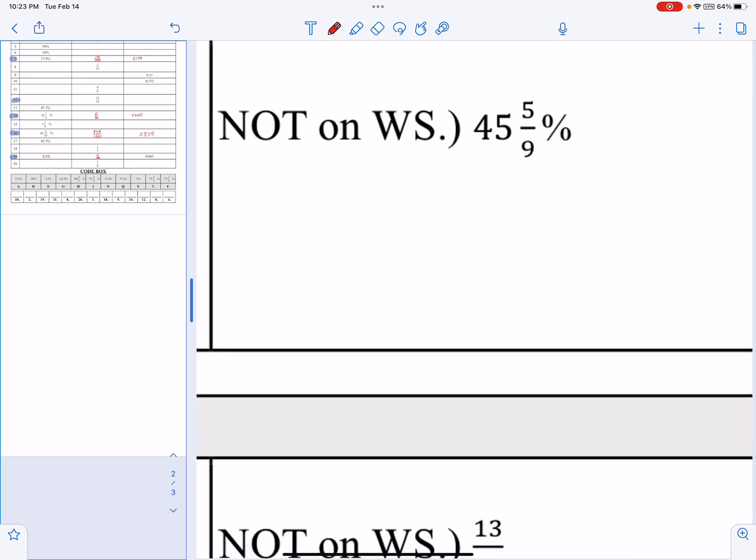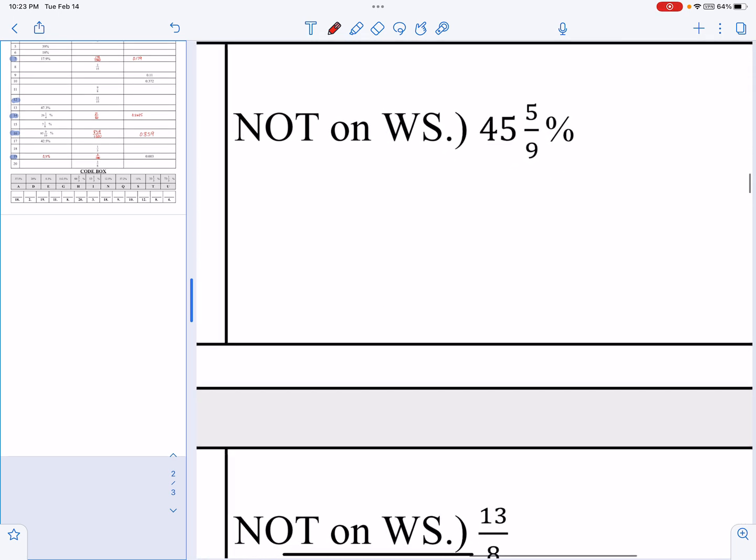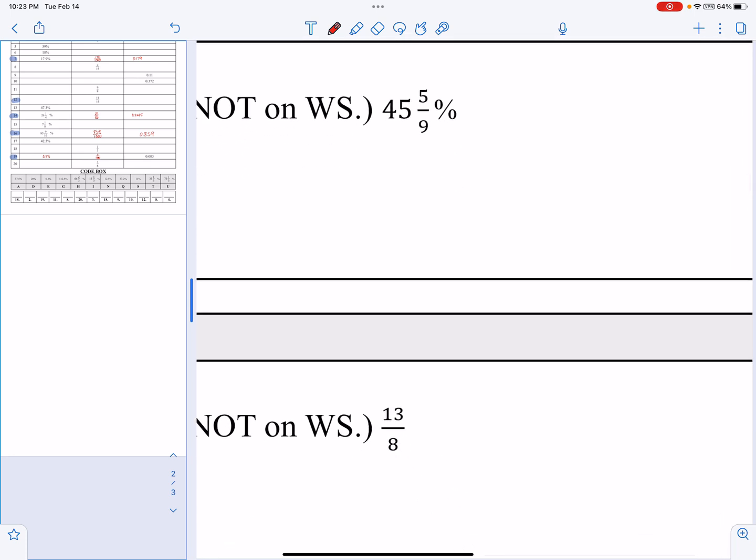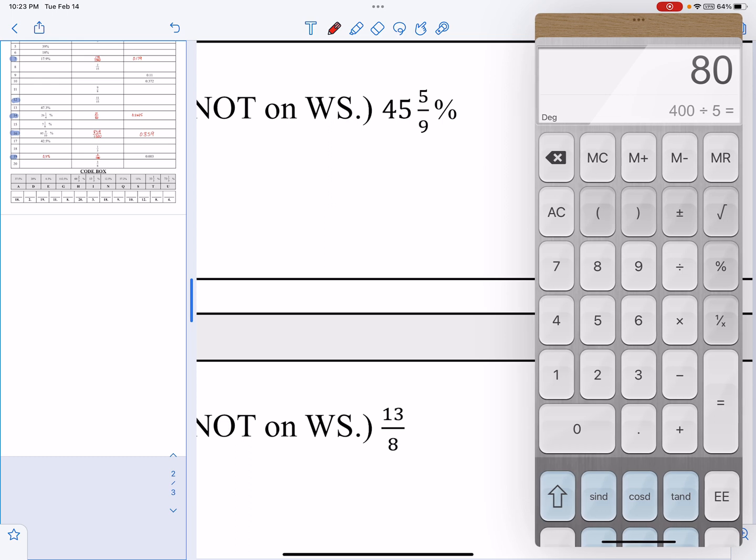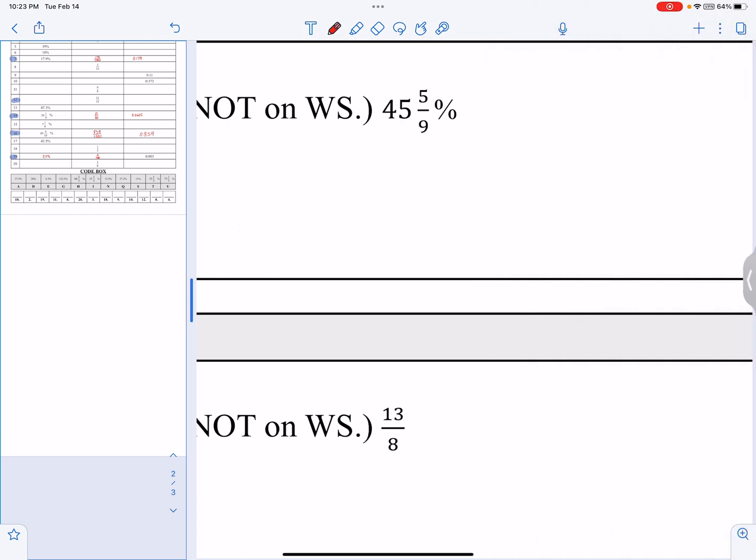All right, let's take a look at the next one here. This is not on the worksheet. We have 45 and 5/9. So let's see what 5/9 is as a decimal. Another thing we can do is just type 5 divided by 9. And unfortunately, it's this 0.5 repeating that we have to deal with.